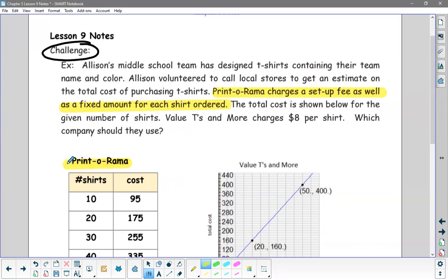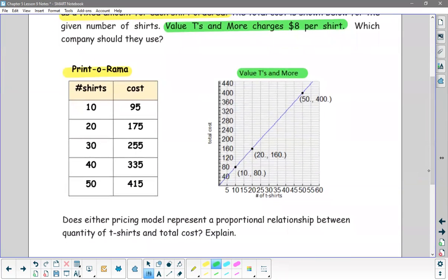So there's Print-O-Rama, the total cost. Value Tees and More charges $8 per shirt, and that's the one in the graph. So we have two things to compare. Let's take a look at what's happening. The question is, does either pricing model represent a proportional relationship? So we just have to say, is either one of them proportional?